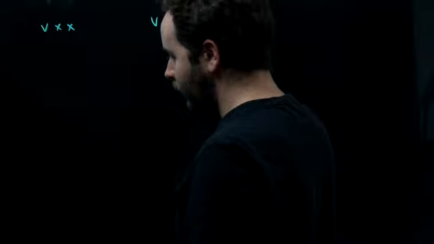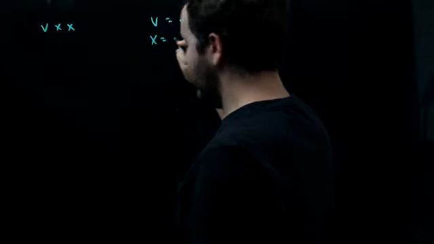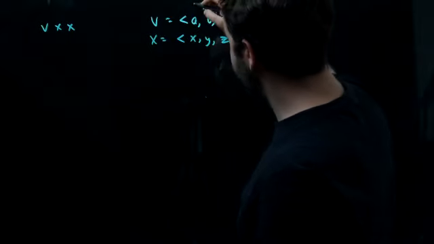Okay. Let's first find the curl of v cross x. Well, let's first find out what v cross x is. We're on number 6, right? Yes, 6. v is the vector a, b, c, and x is the vector x, y, z. What is the cross product v cross x? Well, I'm going to put ijk across the top.